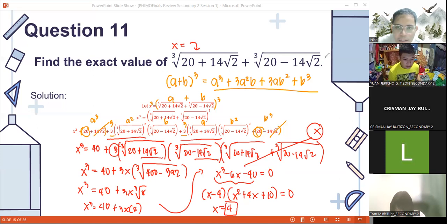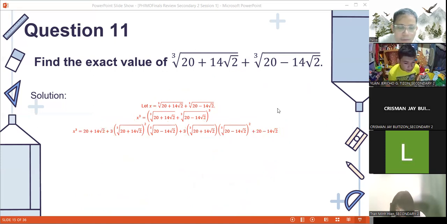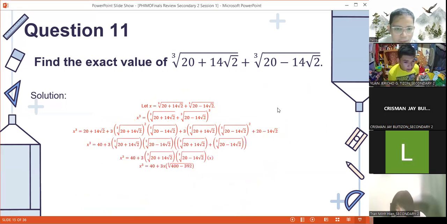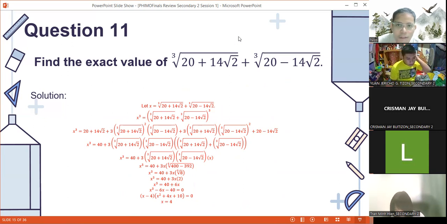Okay, let's proceed with the next question, which is number 12. Let's look at the solution here. So it's still the same as my answer. It's x is equal to 4. Okay, let's proceed to the next question, which is number 12.